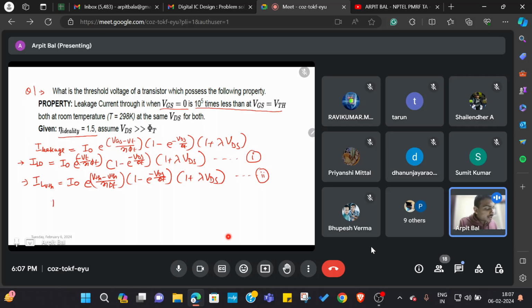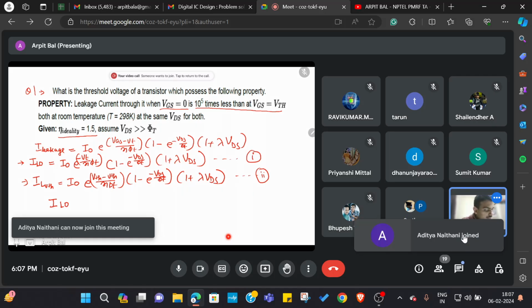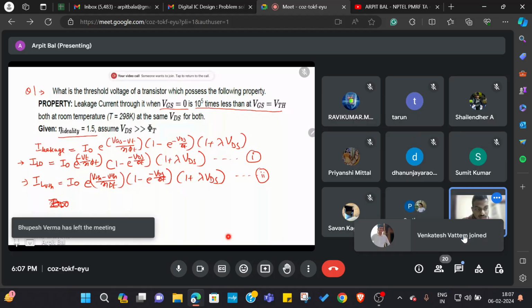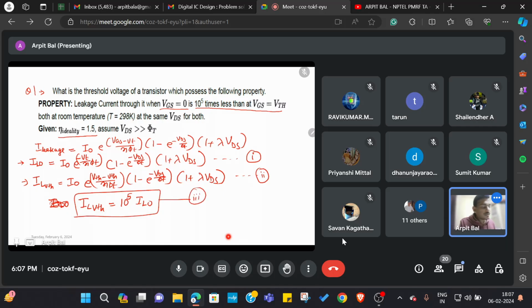It is mentioned that ILVTH is equal to 10 power 5 times IL0. This is my third equation. So by rearranging the third equation, I can write IL0 by ILVTH equals 10 power minus 5.